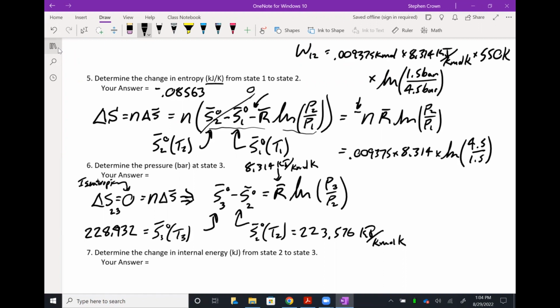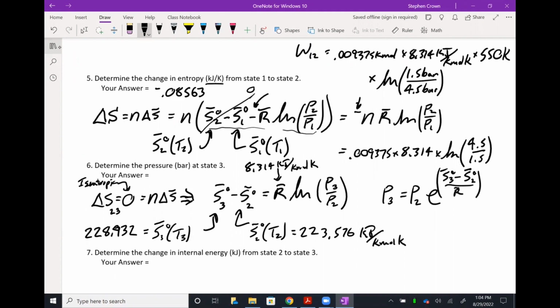And so I can solve for P3. Probably the easiest way is to divide both sides of the equation by R bar, and then take the inverse log. Then I'll have P3 over P2, and then multiply both sides by P2. So I end up with P3 equals P2 e to the power of (S3 naught bar minus S2 naught bar) divided by R bar.